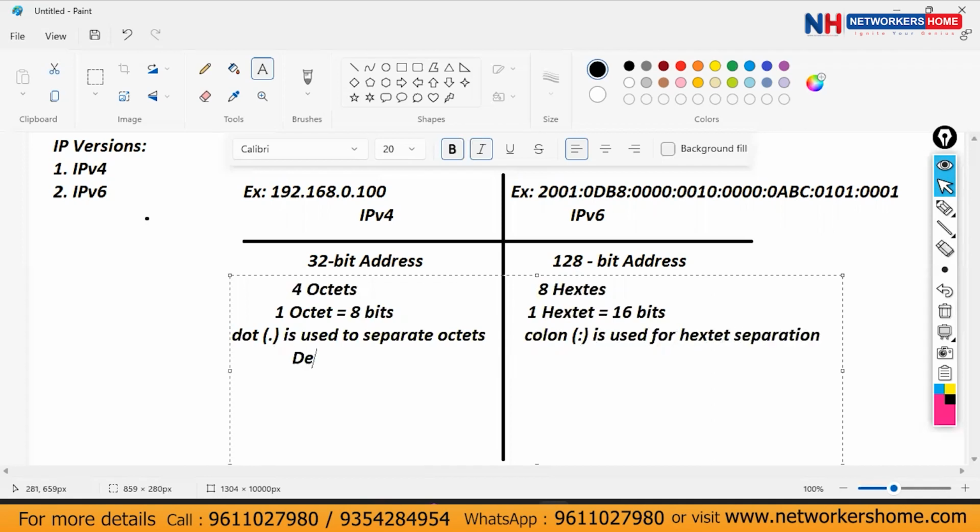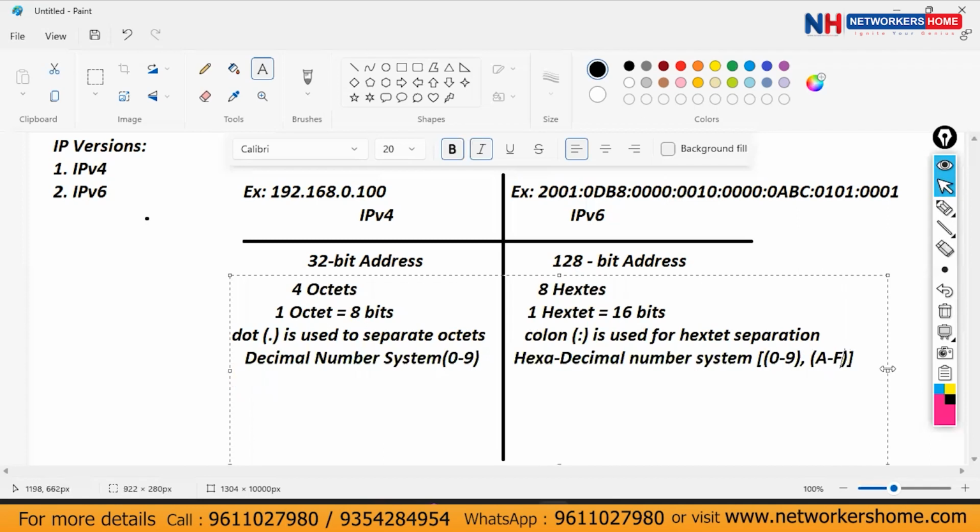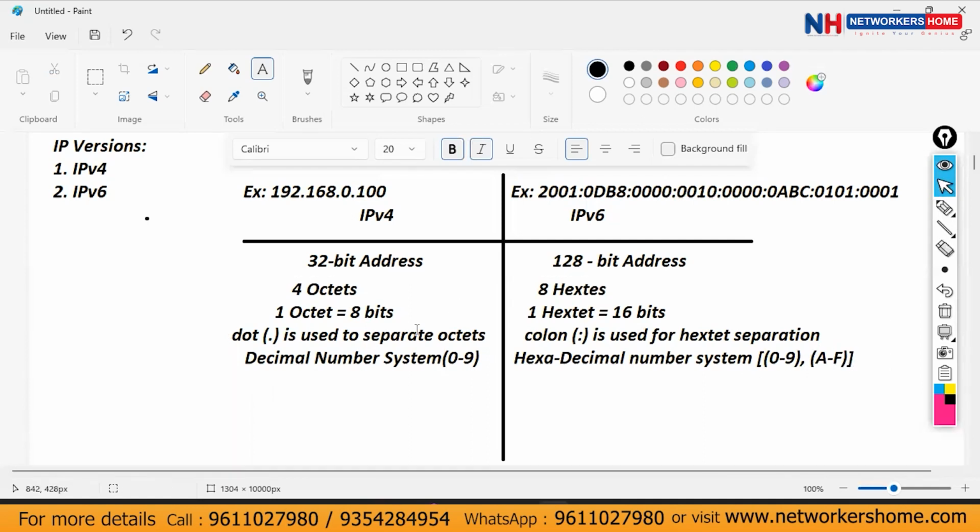In case of IPv4, the decimal number system is used. If you talk about the decimal number system, there are the digits 0 to 9, total 10 digits. But in case of IPv6, the hexadecimal number system is used, ranging from 0 to 9 and A to F. So 0 to 15, total will be 16. Because 0 to 9, these are 10, and A to F, these are 6. So total 16. So the differences are clear.